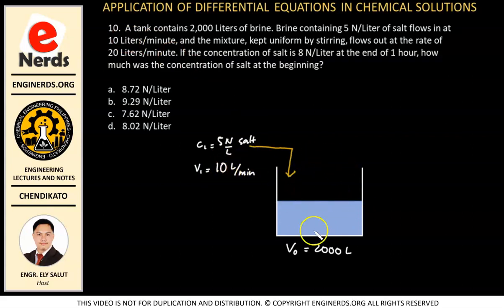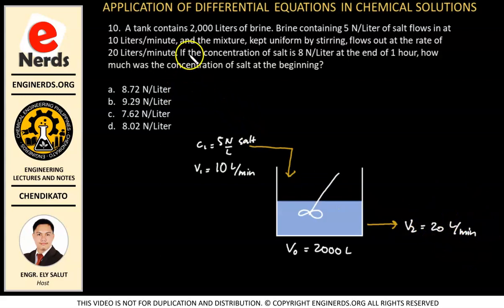And our brine here inside our tank is kept uniform by stirring. So it means that whatever concentration our brine has in our tank will be the same concentration of what flows out of our tank. And we are told that it flows out at the rate of 20 liters per minute. So we have a solution flowing out here. This will be our volume 2, which is 20 liters per minute. So this is a volumetric flow rate.